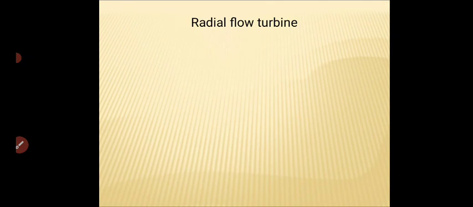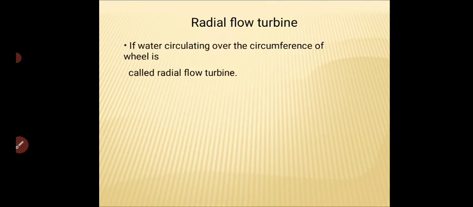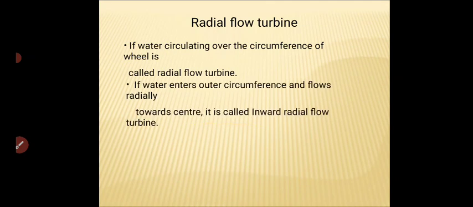Now we will discuss the radial flow. If the water circulating over the circumference of the wheel, it is called radial flow of the turbine. So the water enters at the inlet of the circumference of the wheel and it is completely rotated around the circumference of the wheel, known as radial flow turbine.